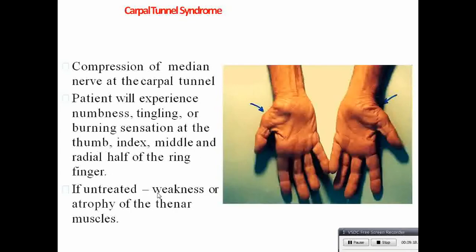If untreated, it can lead to weakness or atrophy of thenar muscles because the median nerve is affected here, and the median nerve is supplying mainly the thenar muscles. So the thenar muscles will be involved in carpal tunnel syndrome. The carpal tunnel is a tunnel seen below the flexor retinaculum where the structures are passing. Due to any abnormality, for example hypothyroidism, a swelling develops and that causes compression of the median nerve in the carpal tunnel. That can lead to this disorder.